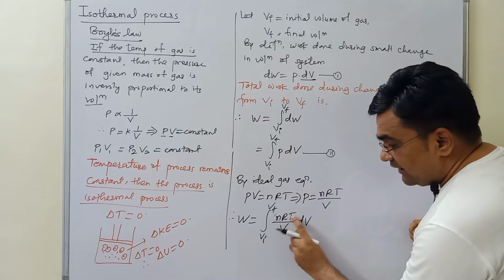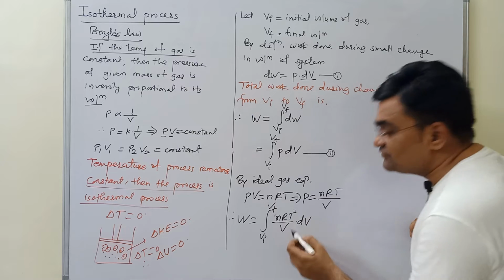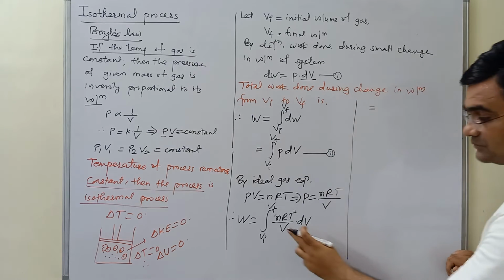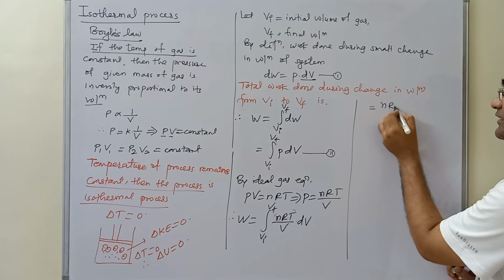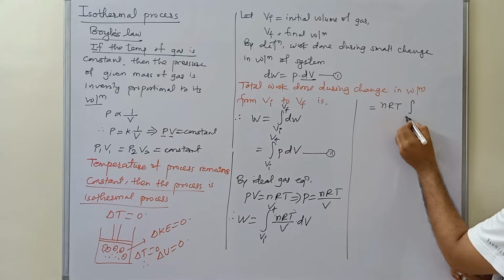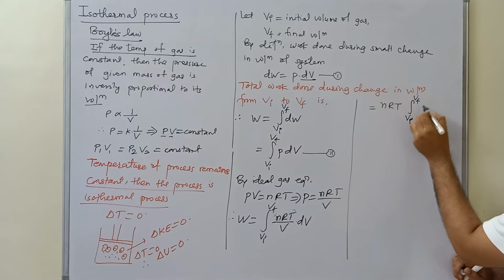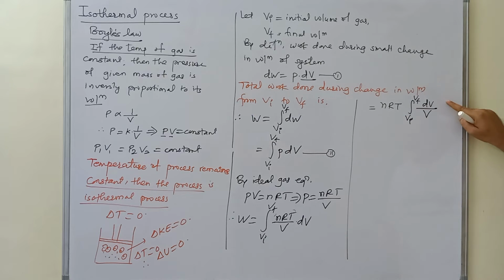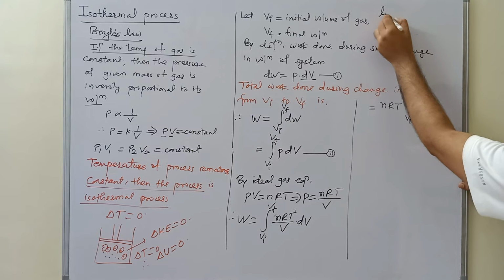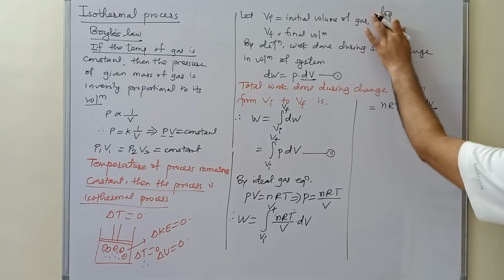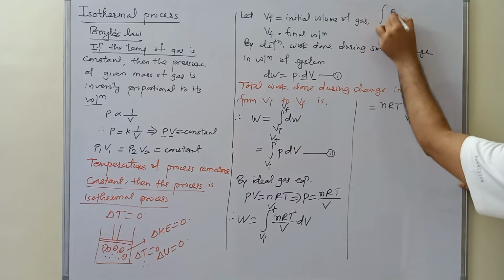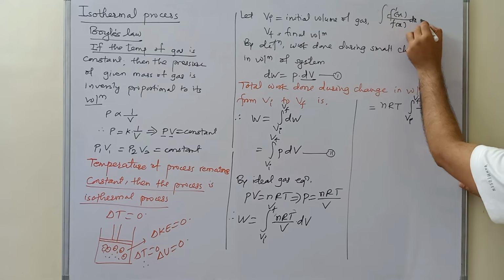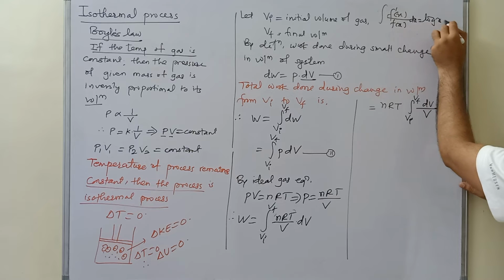See, n, R and T are all constant, since T is also constant here. Then I can say nRT is constant, and the integral from Vi to Vf of dV upon V. Now this is the integration. If you have gone through the formula, the integration of f dash x upon f of x dx is always equal to log of x plus c.